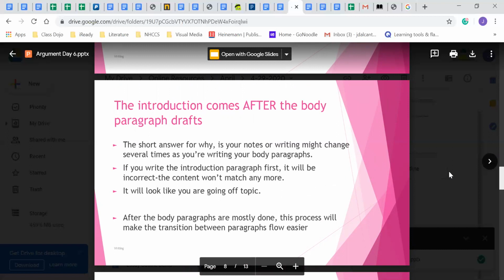As this says, the short answer is because your body paragraphs might go through a lot of drafting over the course of writing your essay. If you do your introduction first and just leave it alone, your body paragraphs might get changed 3, 4, 5 times. The information might not match up anymore just because you've been rewriting your body paragraphs. So this is a good way to avoid any mistakes or errors, or to make sure the information at least matches up. At best, it'll look like you went off topic, and at worst, you took a different introduction from somebody else.